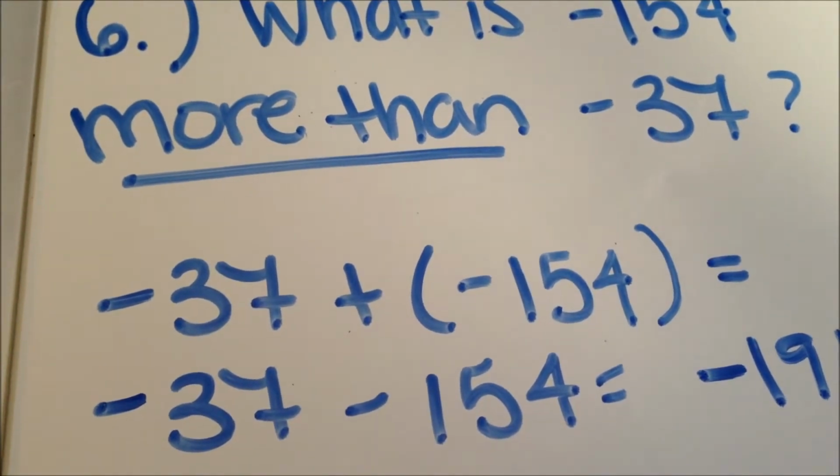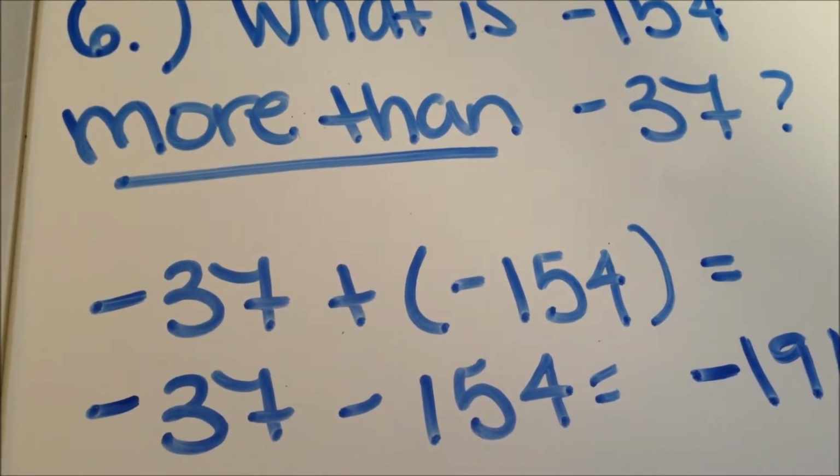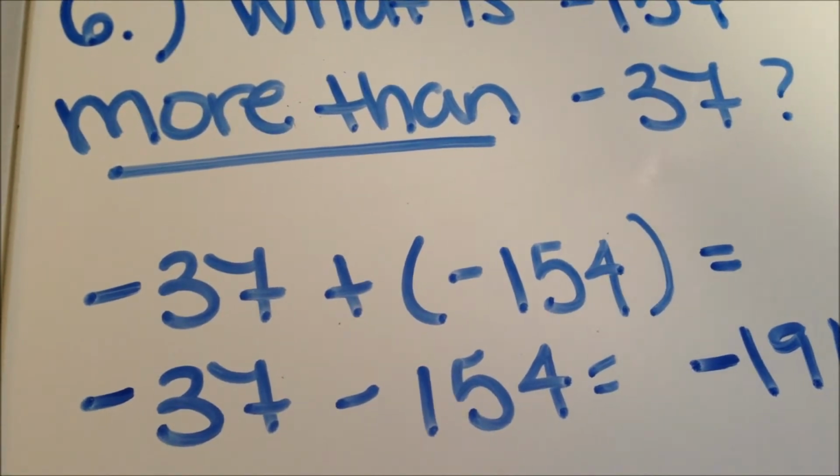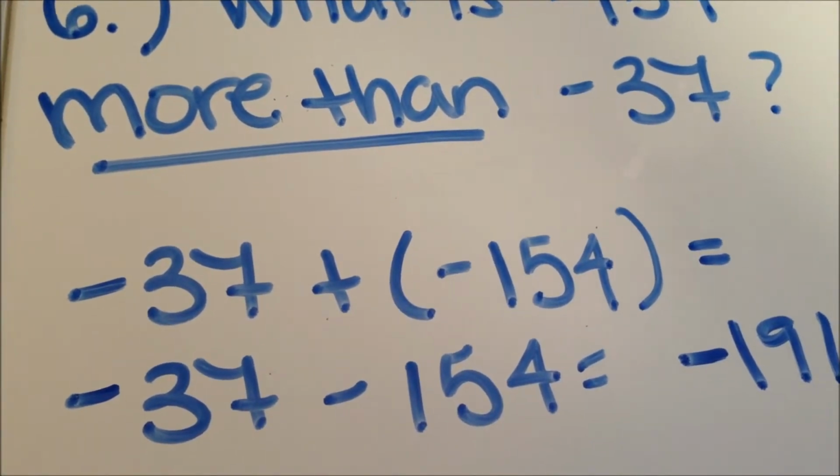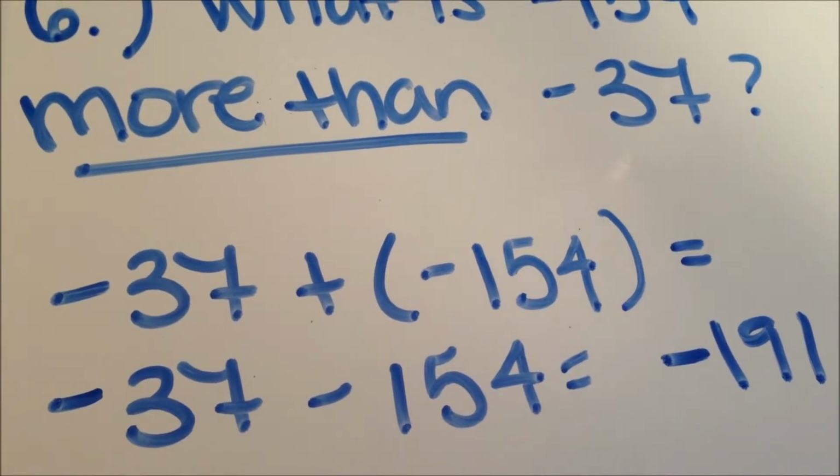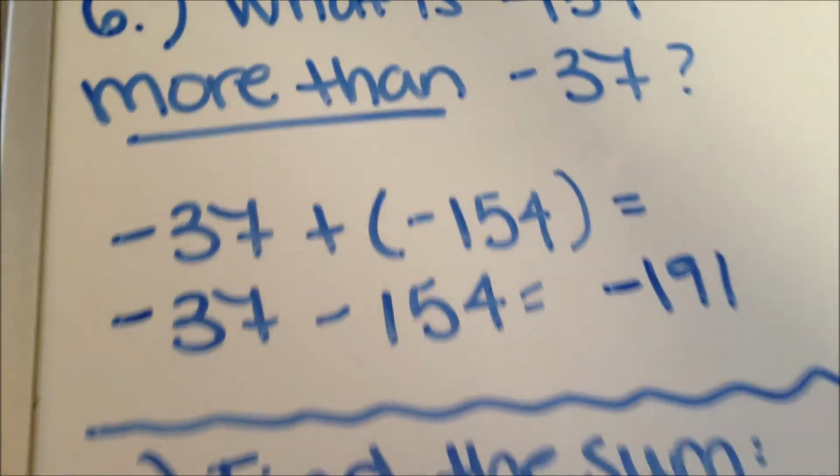If you'd like to rewrite it, you can: -37 minus 154. Same sign sum no matter how you look at it. So when you add the two numbers together, you end up with 191 and your answer is negative.